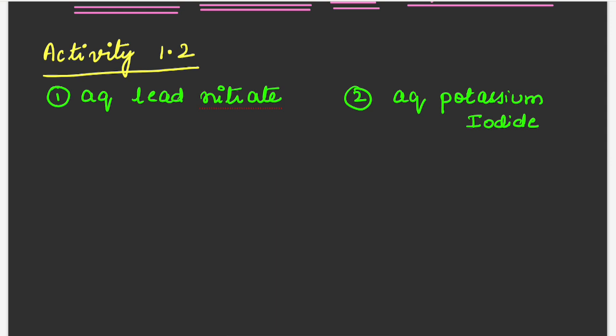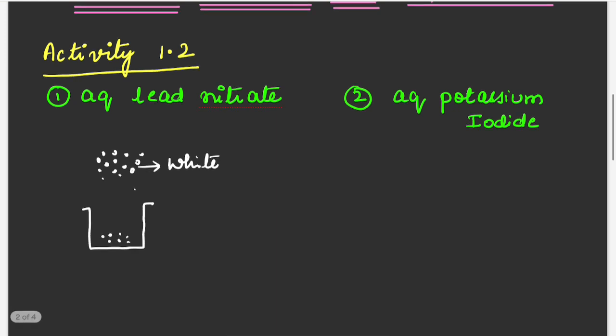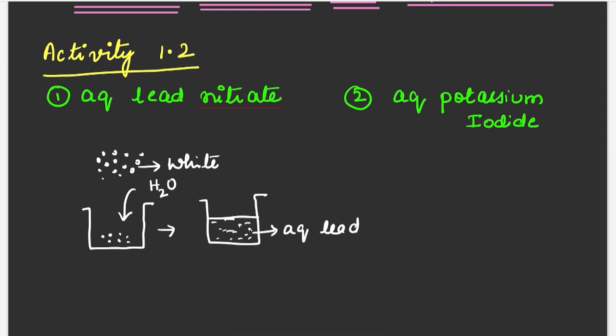If you don't know what aqueous is, here you are going to take lead nitrate crystals. It will be a crystal solid, in salt form. Lead nitrate is white in color. Now you will take a beaker, and in this beaker you take lead nitrate salt. Into this you add water and then stir it well. When you stir it well, you will get a colorless liquid like this. This is called aqueous lead nitrate. This is how we prepare aqueous lead nitrate.